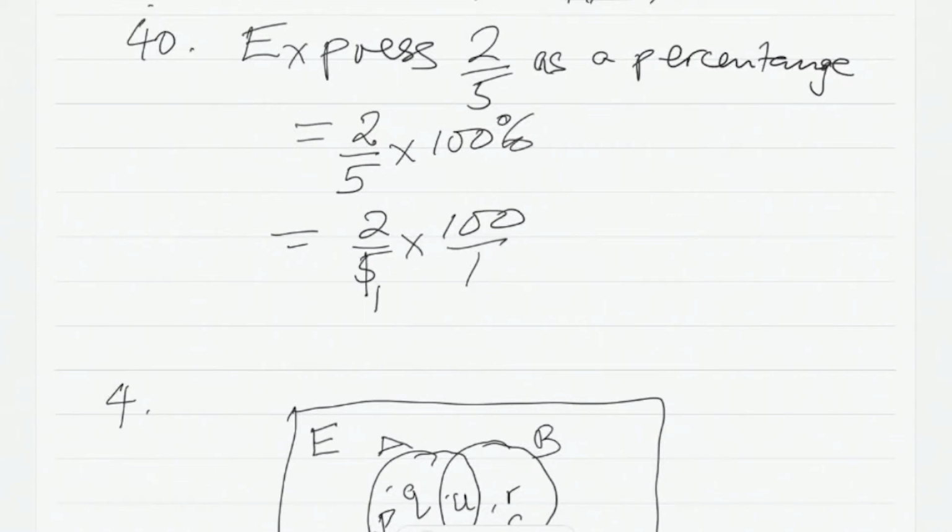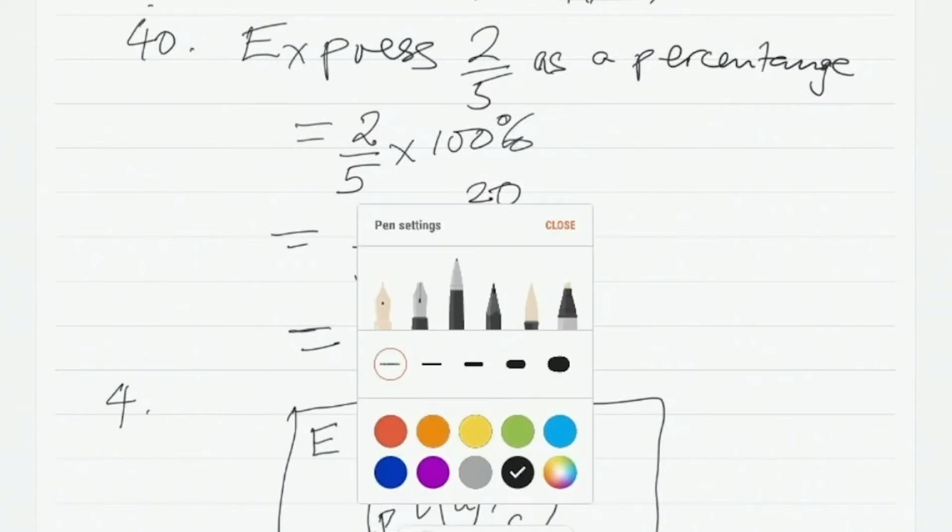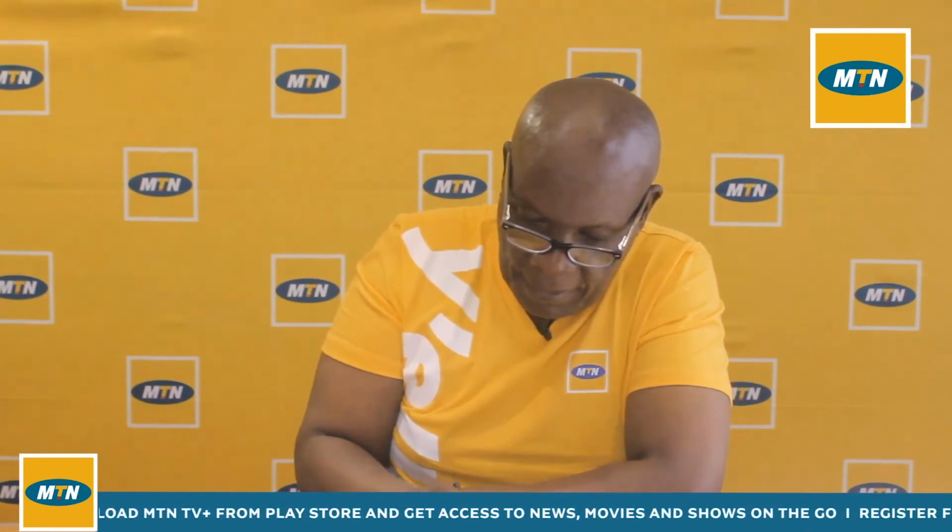So, this 2/5 will be multiplied by 100%, which is 2/5 times 100/1. How many times can 5 go into 5? It's 1. 5 into 10, it's 2. Into 0, it's 0. So, 2 times 20 will give us 40%. So, our answer there, when we express 2/5 as a percentage, it is exactly 40%. The answer is B.